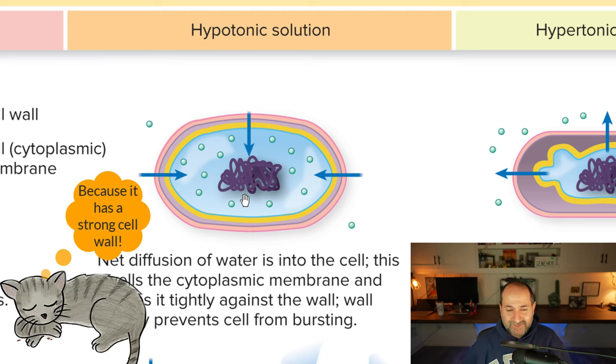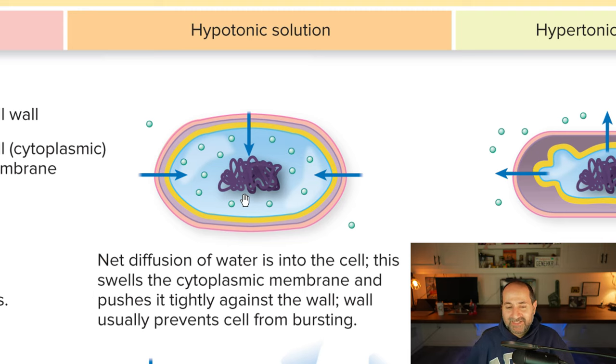Exactly right, Wicket. It's that tough cell wall, that peptidoglycan cell wall. That cell wall is so firm that it prevents lysis of the bacterial cell. Same thing in plants. Plants can also withstand hypotonic solutions or environments, because plants have a cell wall of cellulose, and that prevents them from exploding.